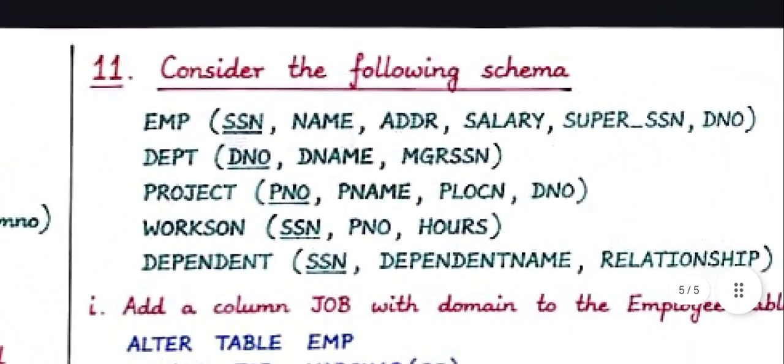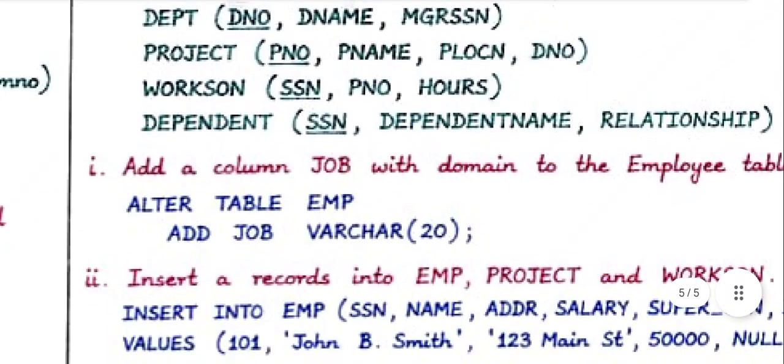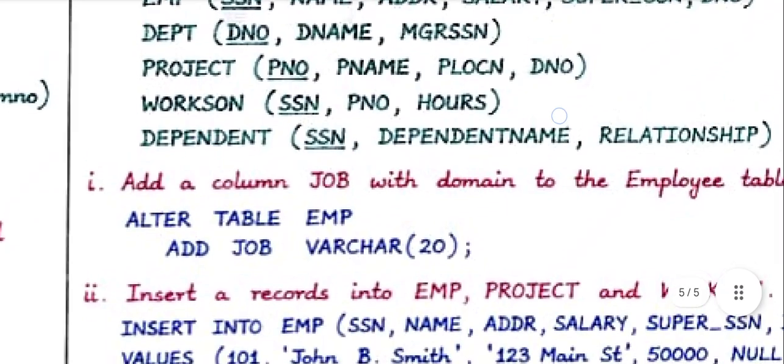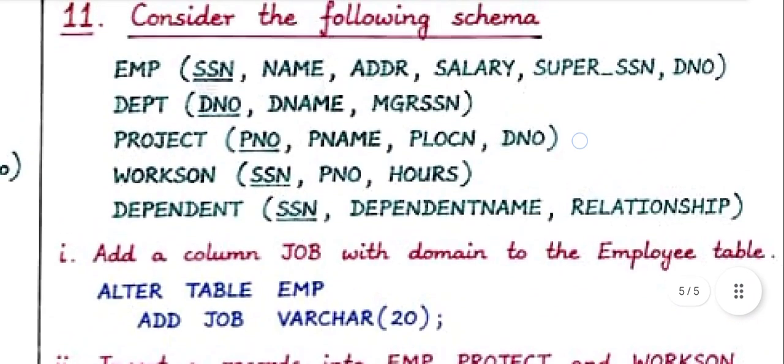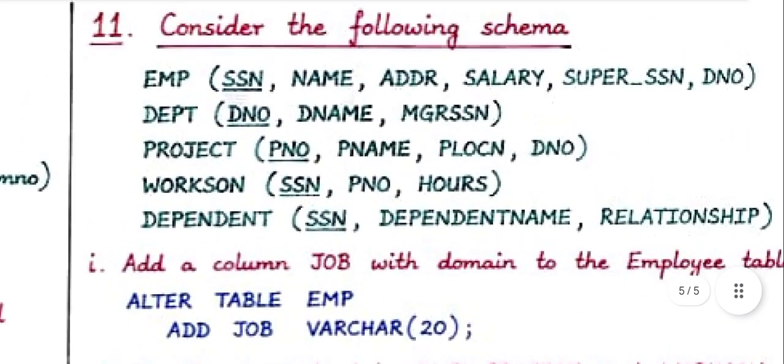Consider the following schema. This is the employee database. In EMP: SSN, name, address, salary, super SSN, that is the supervisor's SSN, and all are there. Add a column job with the domain to the employee table. Alter table EMP add job varchar of 20.